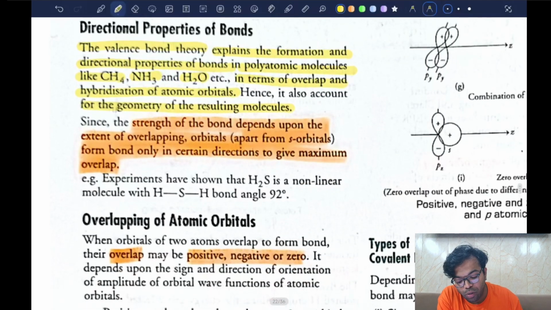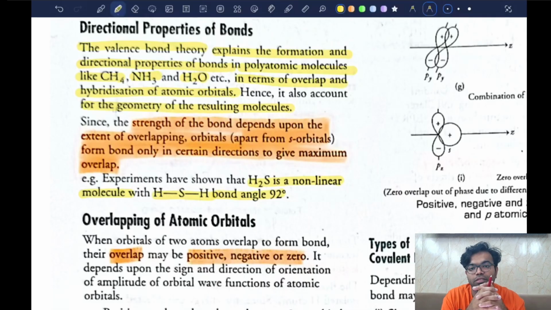Experiments have shown that H2S is a non-linear molecule with an HSH bond angle of 92 degrees. Basically H2S or H2O were supposed to be a linear molecule, but because of the presence of the lone pair of electrons, what happened? The lone pair repulsion and the lone pair bond pair repulsion forced the bond angle to decrease from 180 degrees all the way to 92 degrees.